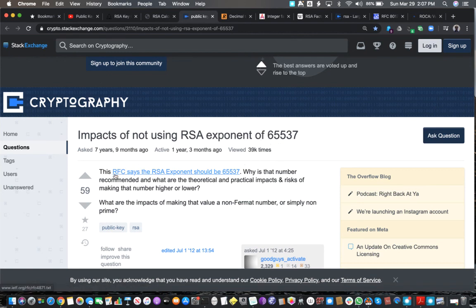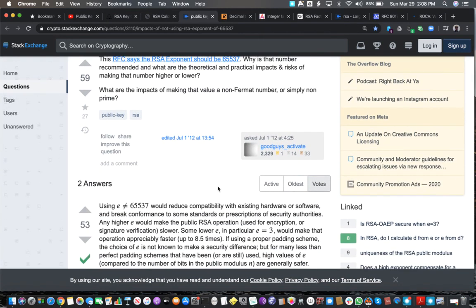It says, effectively asking, why should we use that? The RFC, which is the standard, says the RSA exponent should be this. Why is it recommended, and what are the theoretical and practical impacts and risks of making the number higher or lower? That's an interesting question, and indeed you might think that the answer has something to do with some security attributes, but there isn't a lot, at least if you use RSA properly. Now, there are some attacks on small exponent RSA, but usually things are set up to avoid them.